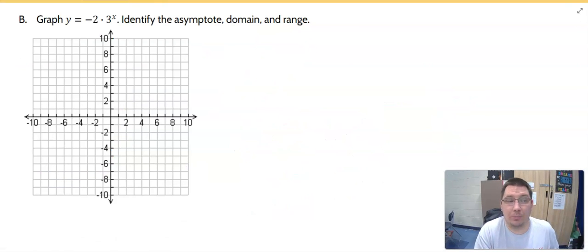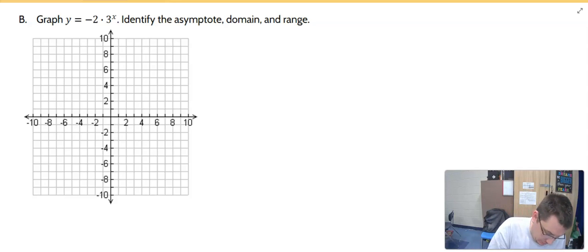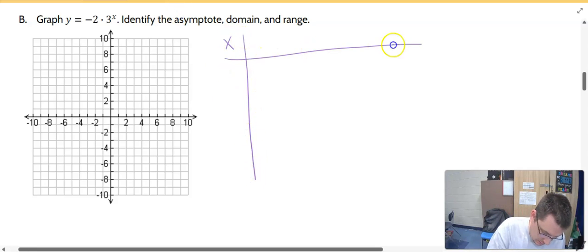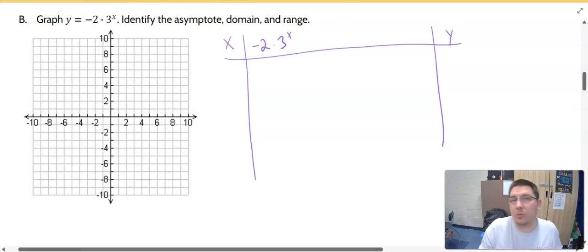So in example 1b, we're going to look at y is equal to negative 2 times 3 to the x. We want to identify the asymptote, the domain, and the range like we did in the previous problem. And so we're going to set up our table again. We're going to start with our x, and we'll have our negative 2 times 3 to the x. Give ourselves a little space to do some work. And we'll have our y values so we can plot these ordered pairs.